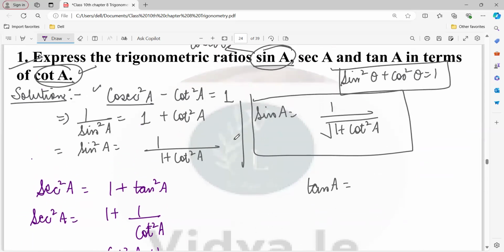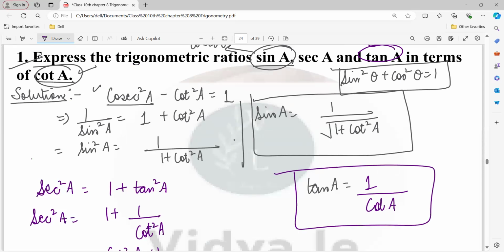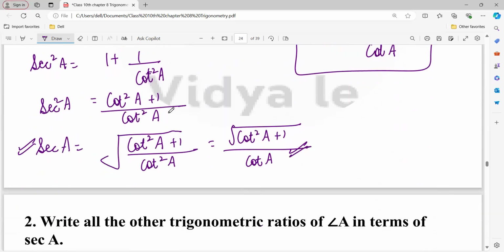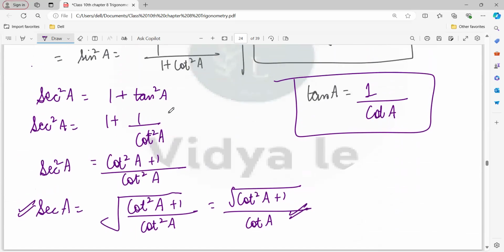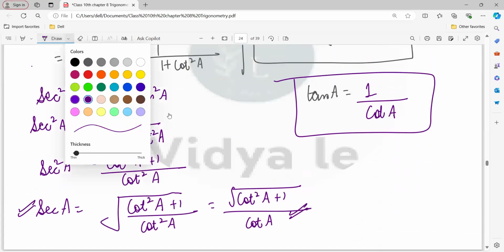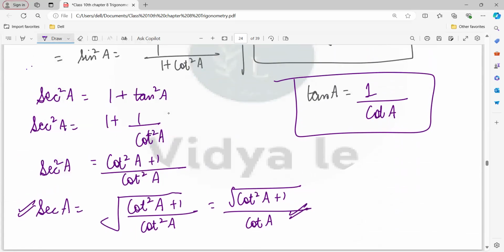Wonderful. Next we need to find the value of tan A in terms of cot A, and there is nothing to find. We already know both are inversely related to each other. So tan A equals 1 upon cot A. This way we have the values of all three, that is sine, secant, and tan, in terms of cot. I hope it is clear to everyone.